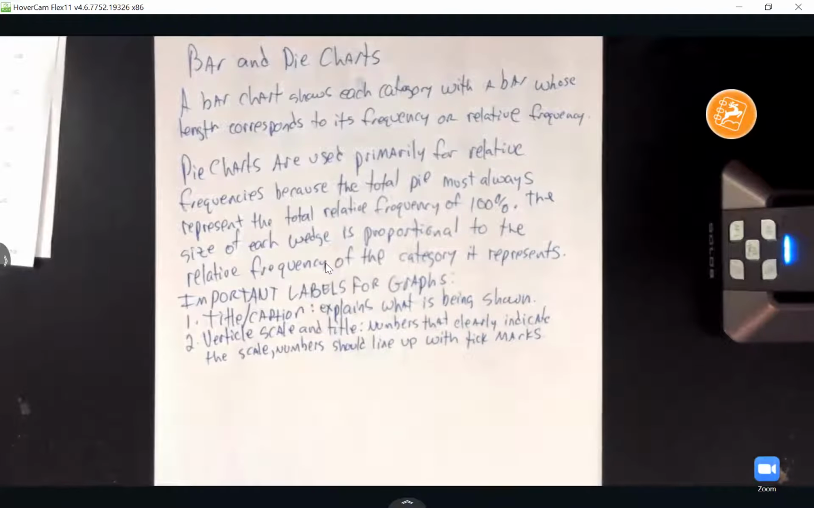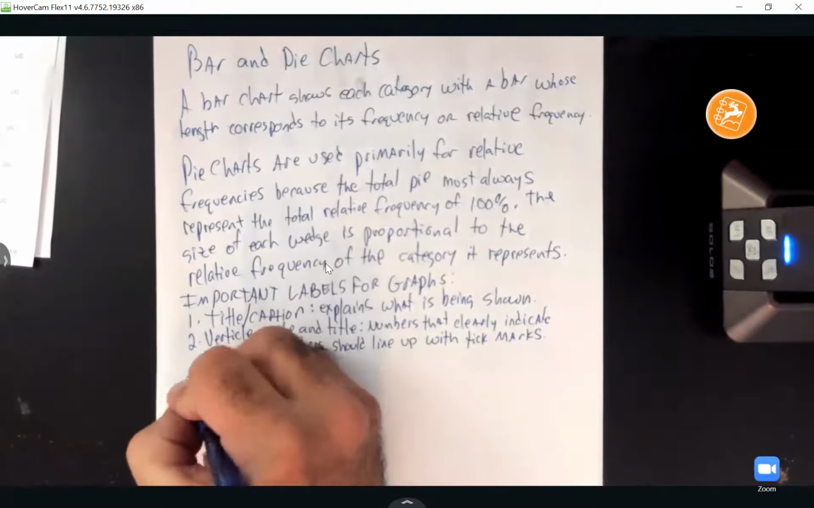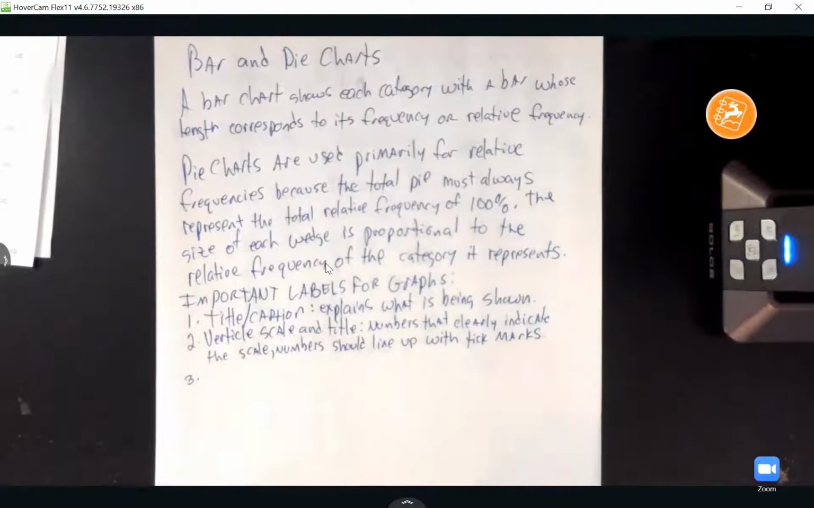So on that graph I was showing you earlier, the vertical scale would have been the frequencies of those A, B, C's, and D's, okay? And then label what that data is. And that's what we mean by the title part. So we was looking at frequencies, so that would have been the title for that scale, okay?